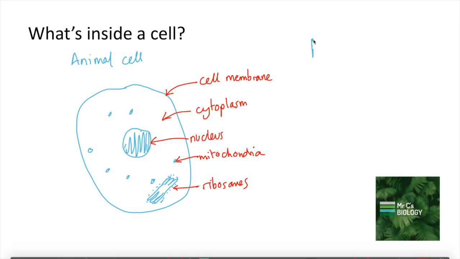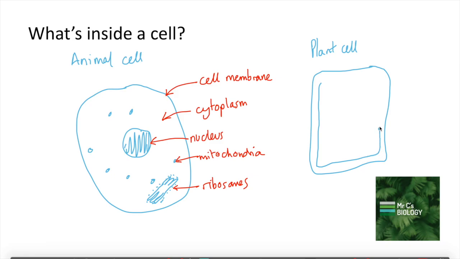Now, the other type of cell that we're going to look at today is a plant cell. A plant cell is a different shape. It's a little bit more square, but it still has a cell membrane. But around the outside of the cell membrane, actually, it has a cell wall. So our cell membrane is this inner line. That's what's going to protect and make things go in and out when they should be. But we have a cell wall around the outside.